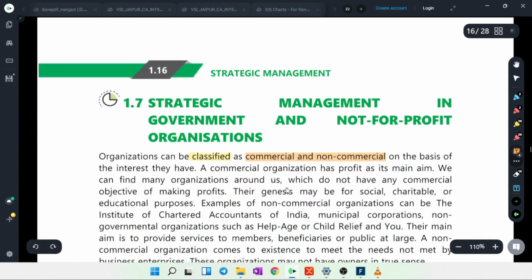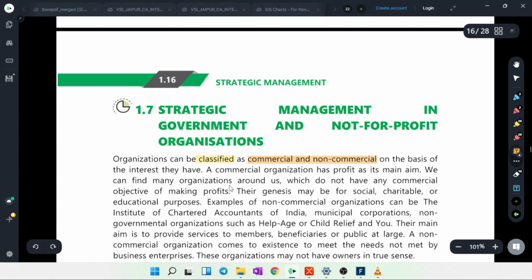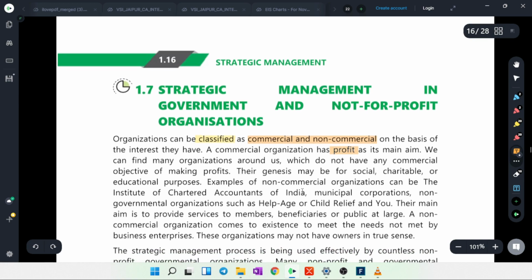Organizations can be classified as commercial and non-commercial on the basis of the interest they have. A commercial organization has profit as its main aim. We can find many organizations around us which do not have any commercial objective of making profit. Their genesis may be for social, charitable, and educational purposes.